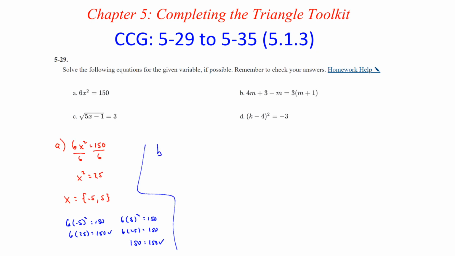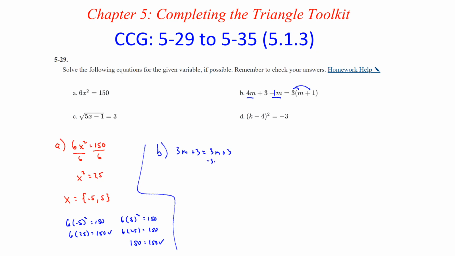All right, let's move on to B. B, we don't see any quadratic just yet. We can combine our like terms. 4m minus 1m is 3m. So we have 3m plus 3 on the left. And then on the right, we can go ahead and distribute the 3 to get 3m plus 3. Now, right away, at this point, you hopefully recognize that the left and the right-hand side are exactly the same, which tells you something about the answer.